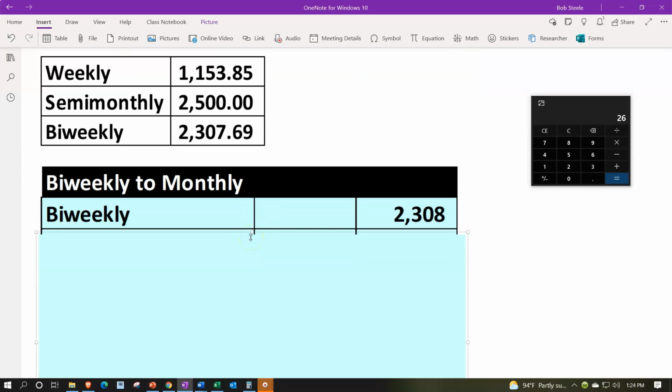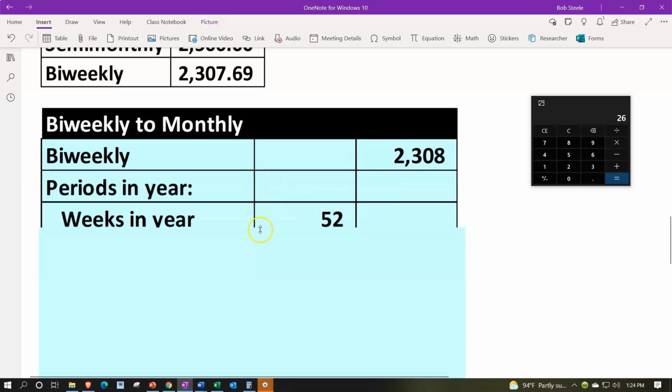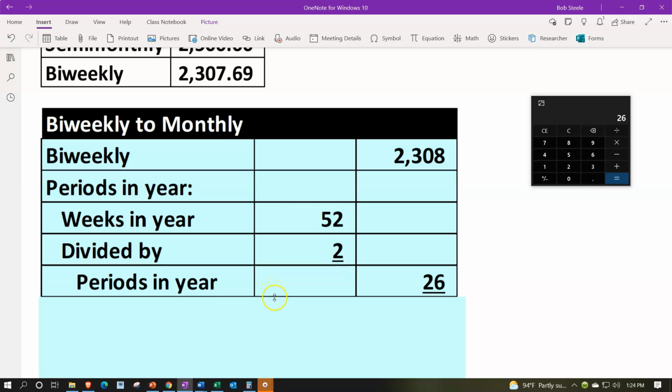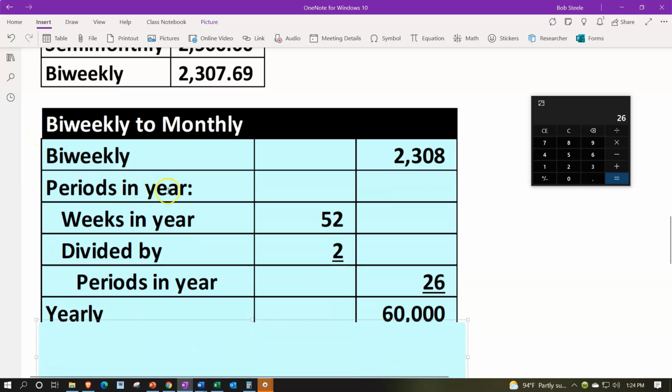So we got the bi-weekly amount, which is more accurately, again because we're trying to make it come out to 60,000, 2,307.69 that we're using, rather than rounded to 2,308. And then we've got the number of periods, which are weeks in a year, about 52, and we're going to divide that by 2. That means we have 26 pay periods in a year instead of the 24 that we had last time. That's because semi-monthly and bi-weekly are different.